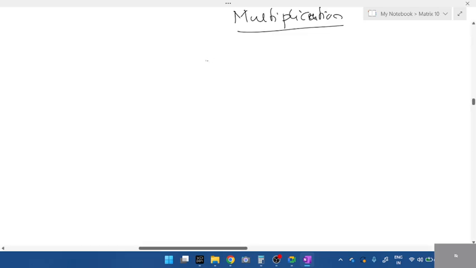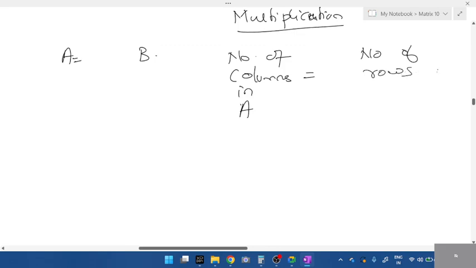Okay, next, multiplication. The rules for matrix. Look at, let me take, there are two matrix A. One is matrix A and the other one is matrix B. In order to multiply them, the formula is number of column in matrix A. Number of column in A should be equal to number of rows in B. This is the formula. Make a note of this. Number of rows in matrix B.